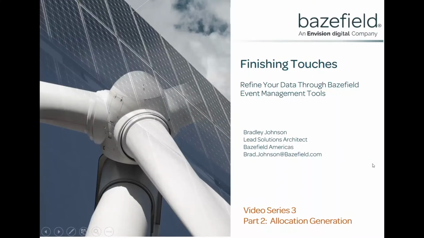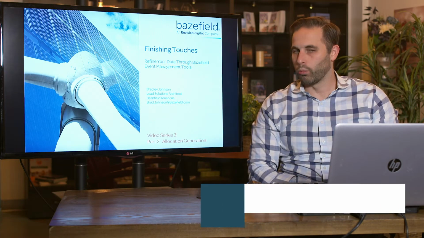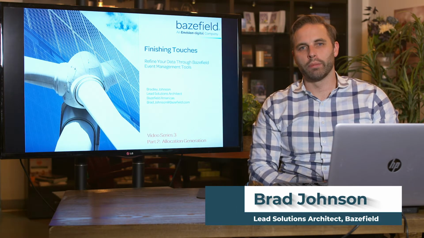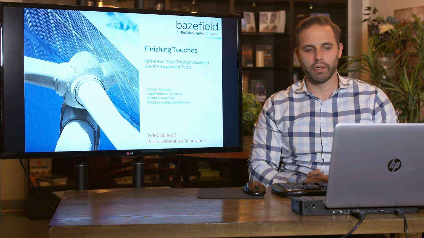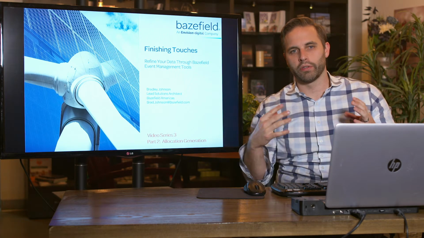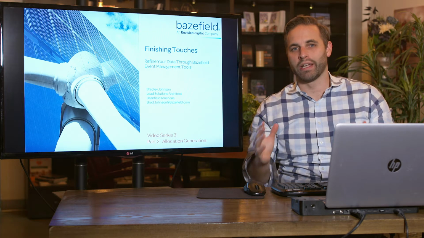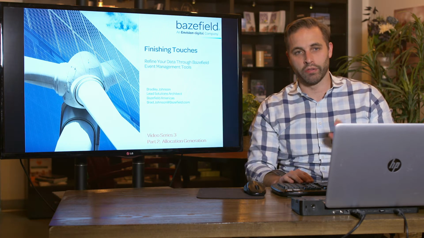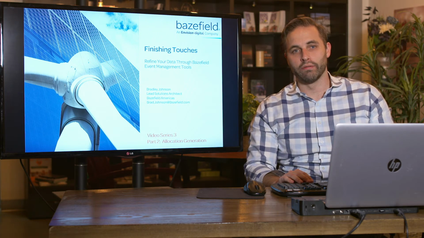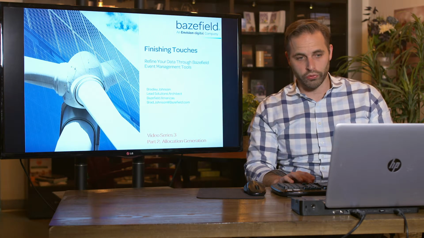Okay, this is part 2 of our video series 3 about availability management within Bazefield. In part 1, we went over the background of availability management, why it's important, and how you can configure availability systems in Bazefield. We're now going to talk about the process of how allocations are generated automatically by the system and how users can influence those by allocation rules.